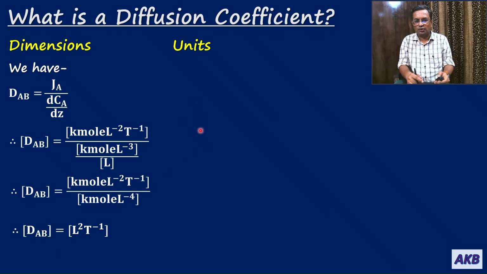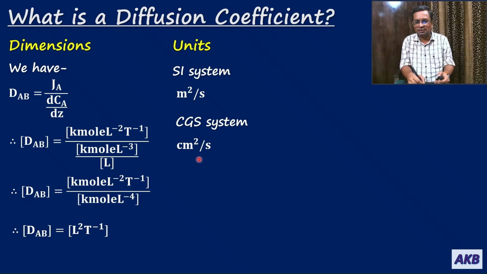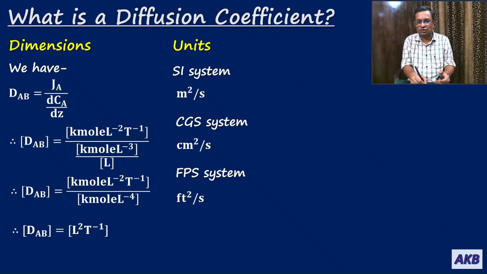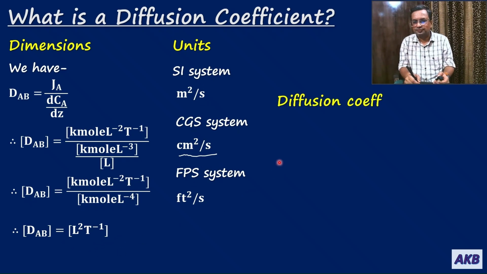Then, accordingly, in different systems of units you will have different units. For example, in the SI system of units, the unit for the diffusion coefficient will be meter square per second. In the CGS system, it will be centimeter square per second. And in the FPS system, it will be feet square per second. Mostly in the literature, the values of the diffusion coefficient are reported in centimeter square per second. So now you know various units for the diffusion coefficient in various systems of units.